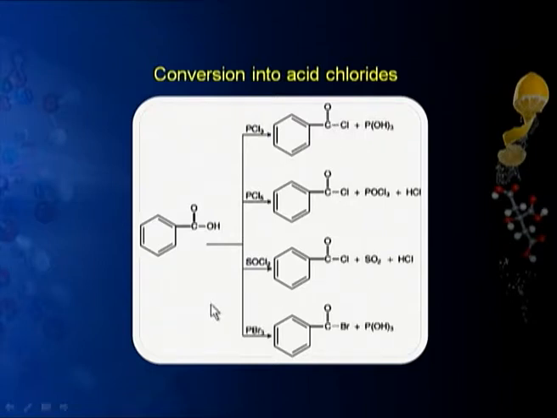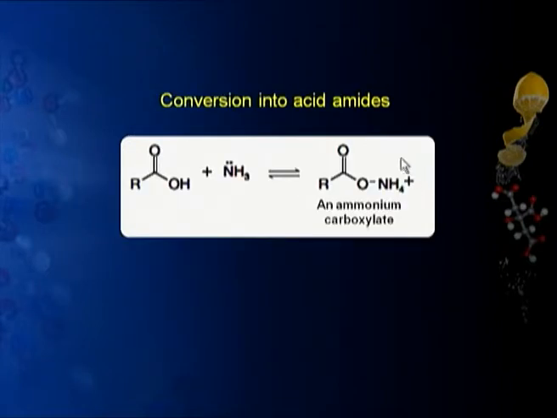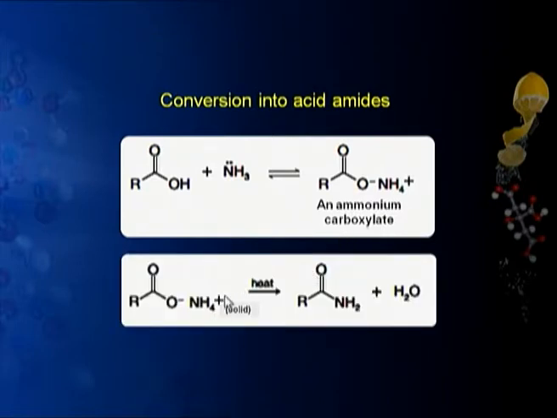When we want to prepare acid bromide, the reagent used is PBr3 phosphorus tribromide, and the corresponding acyl bromide can be obtained. Next, acid amides. Acid amides are obtained from carboxylic acids first on treatment with ammonia, where initially we get ammonium salts, ammonium carboxylate, and these ammonium carboxylates on heating lose a water molecule and amides are obtained.